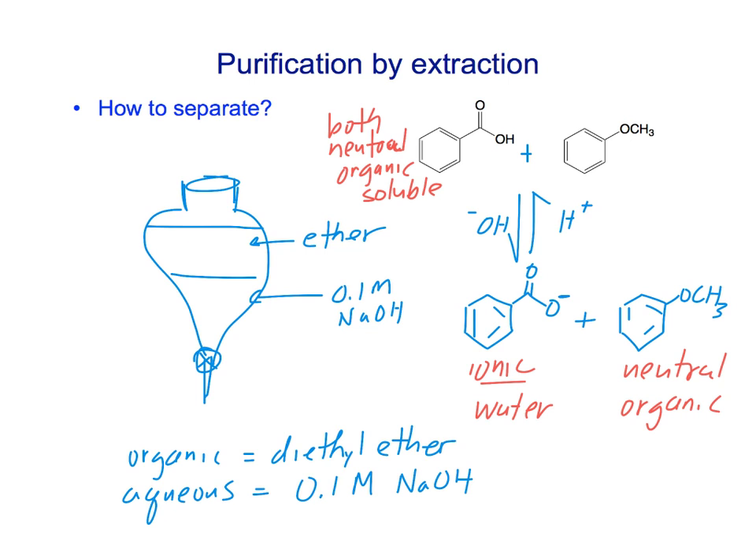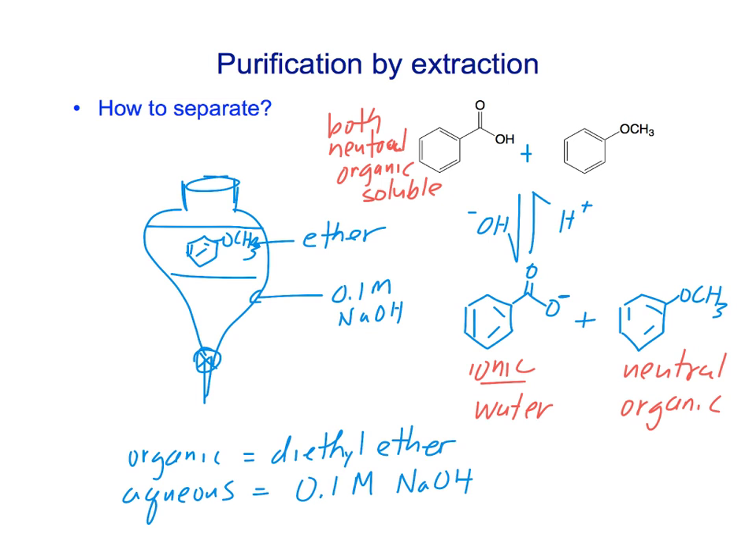Okay? So we put our compounds in there, we shake it up, right? We vent it, we got to turn it upside down, vent it, right? All this stuff. We let them separate, and what's going to be in the upper layer? The anisole, right? The neutral one. So we're going to have anisole up here. And where's the benzoic acid going to go? It's going to go into the bottom layer, right?